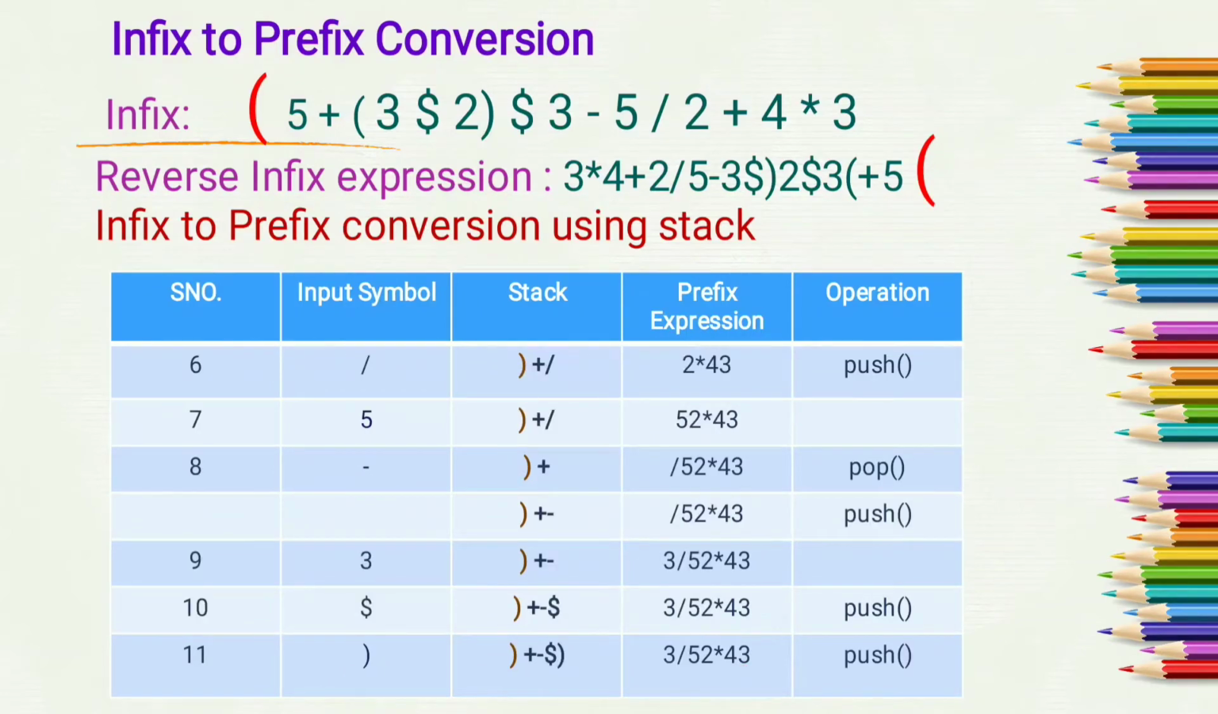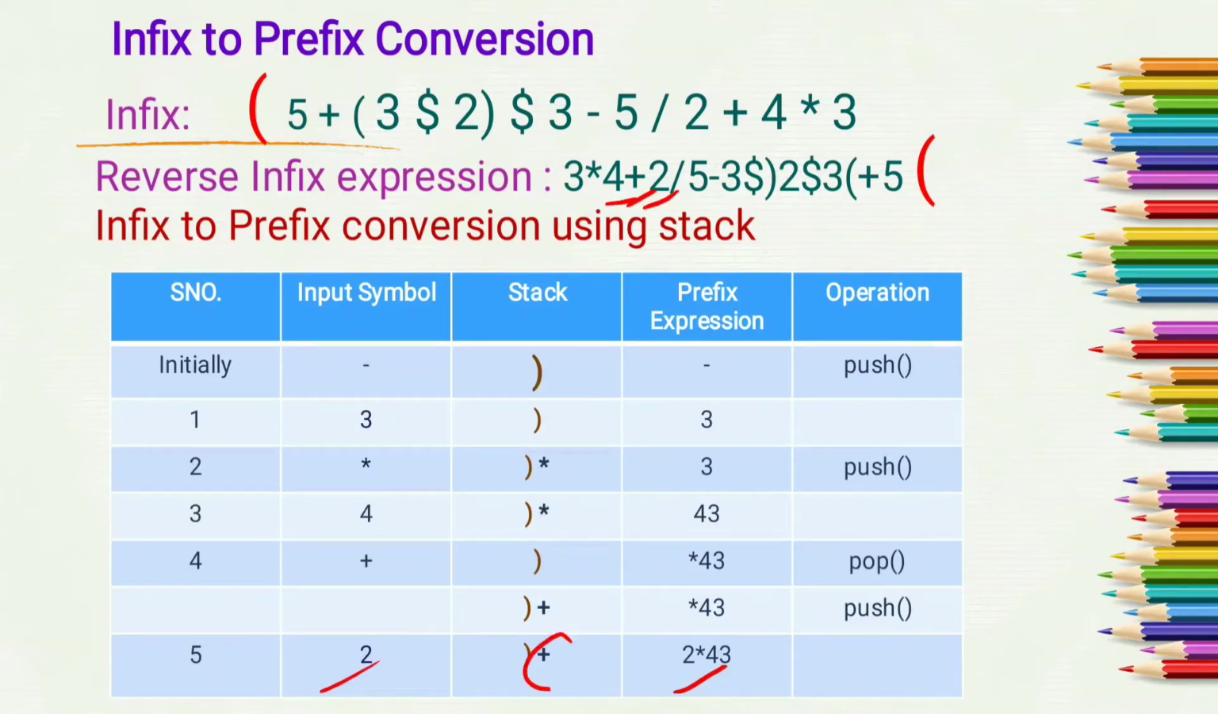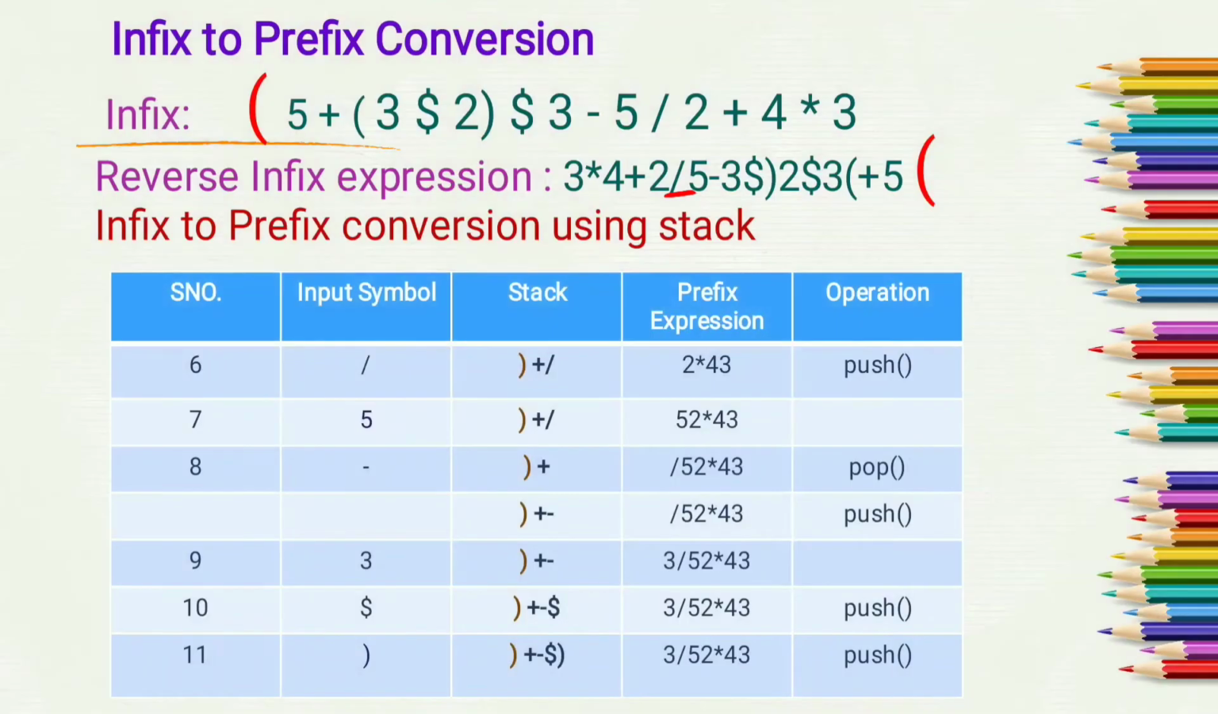Next input symbol is division. So we compare division with plus. As division has higher precedence than plus operator, we can push division into the stack. Next input symbol is 5, which is an operand. We have to add it into the prefix expression before 2.